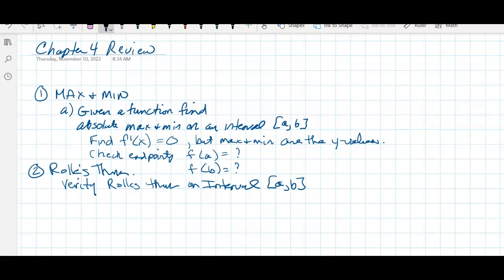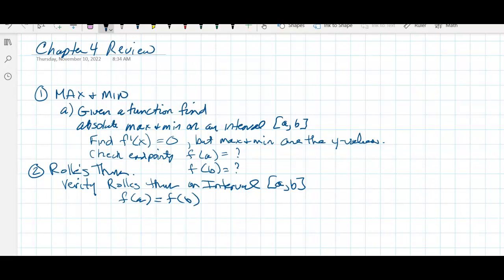And then what else do you have to check on that interval for Rolle's? Yeah, you have to make sure that f of A actually equals f of B. That is if you are given the interval. Now, we've also done it where you weren't given the interval, in which case you just found where it crossed the x-axis because they would both equal 0.